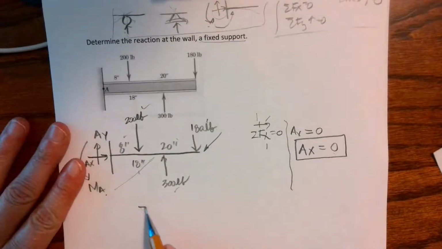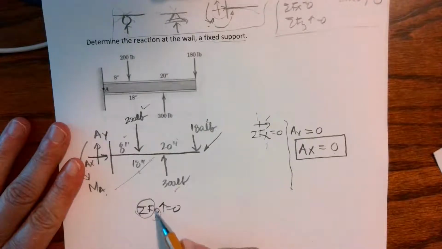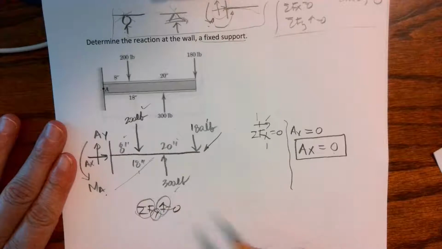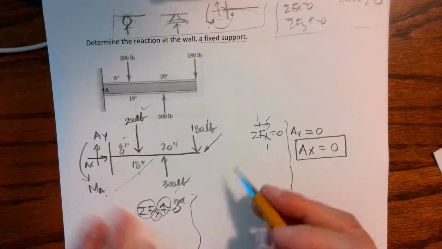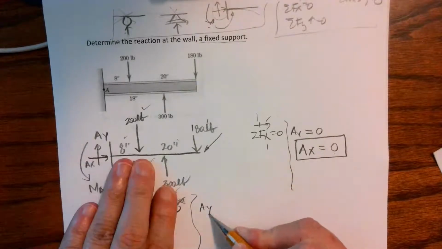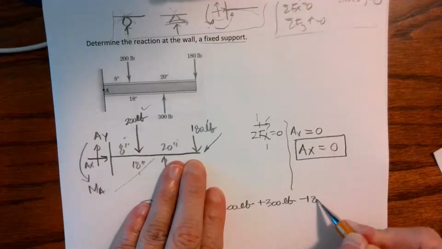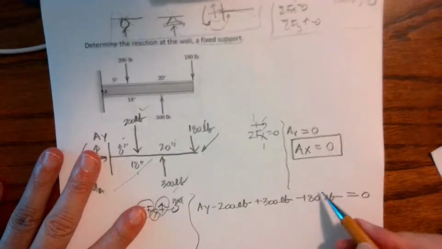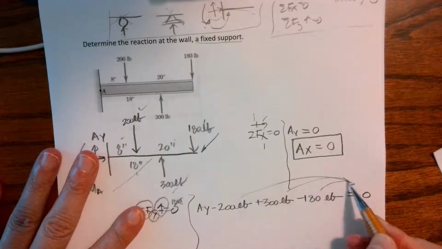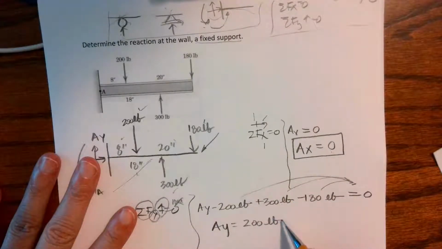Okay, so now I'm going to sum forces in the Y direction. Again, here's my rule. Here's the direction, Y, here's the positive. And the rule is that the sum of our forces equals zero. Mass times acceleration, but we're not moving anywhere, hopefully. So I'm going to start at the left. I have AY minus 200 pounds plus 300 pounds minus 180 pounds, and all of that equals zero. I'm going to move these values using algebra to the right so that AY is isolated. So AY equals, and the signs change.